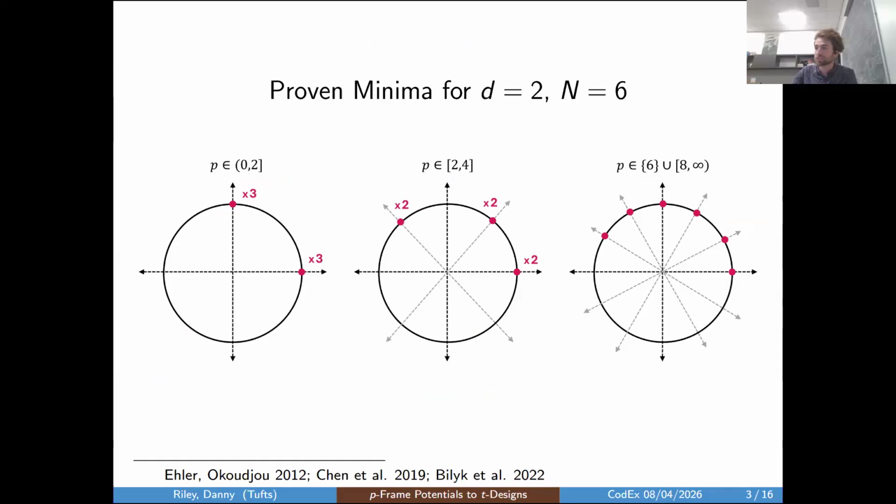So here I have a range of parameters of p, and I'm displaying what our proven minima look like for each one of those values of p. And you see all the way on the left-hand side, when p is small, the points are tripling up on top of each other. So I have 6 total points, but it's really 2 unique points on the unit circle, and they lie exactly on the orthonormal basis. And as p gets larger and larger, the points tend to spread out.